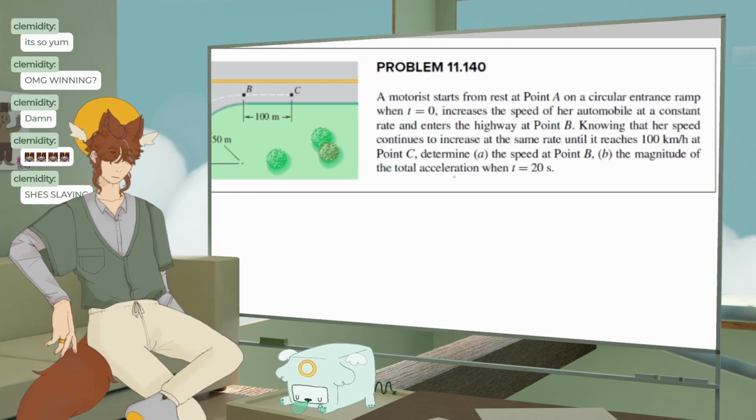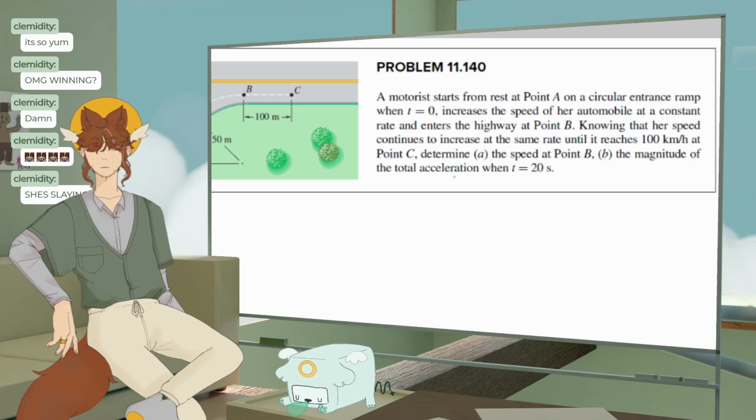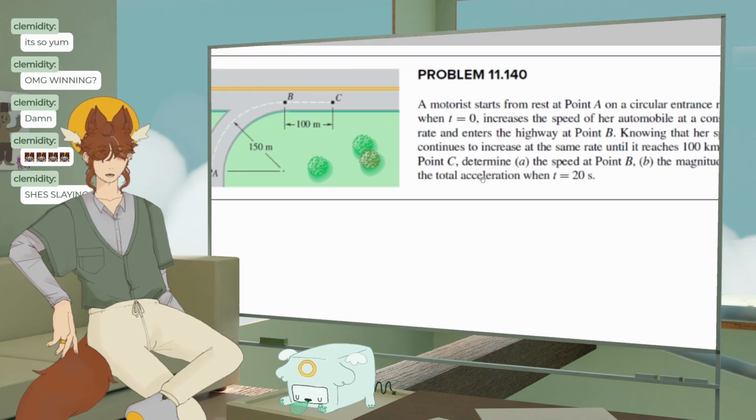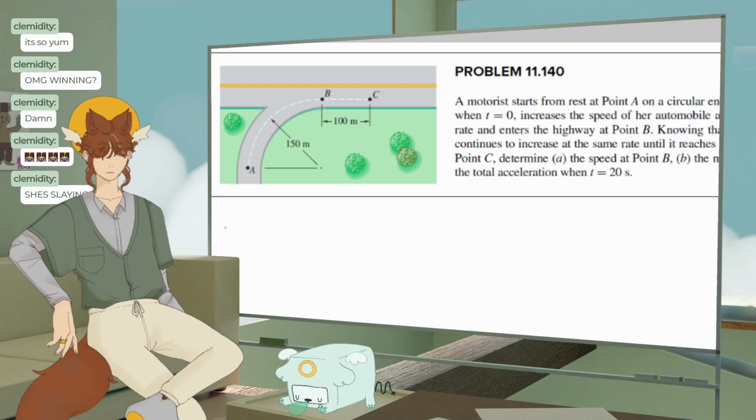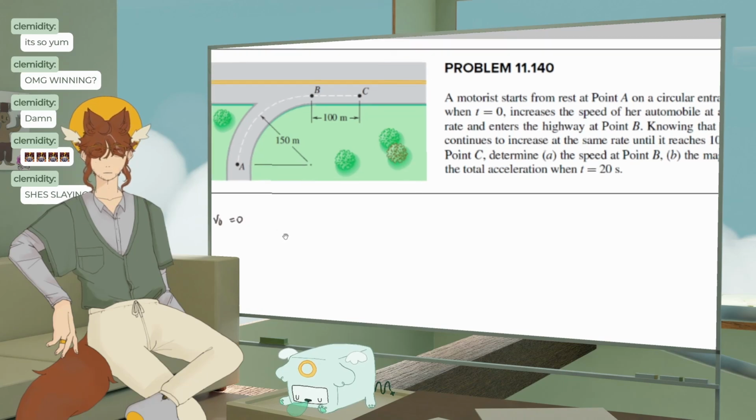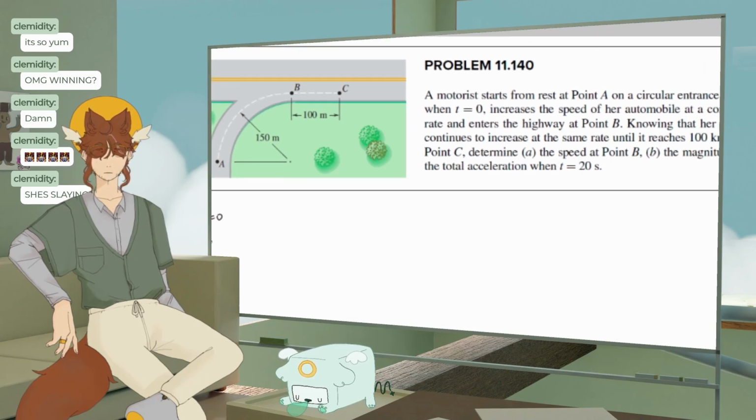A motorist starts from rest at point A, when t equals 0, increases her speed at a constant rate, and enters the highway at point B. Knowing that her speed continues to increase at the same rate, this is just flowing over my brain. Okay. So v0 equals 0. A equals constant.